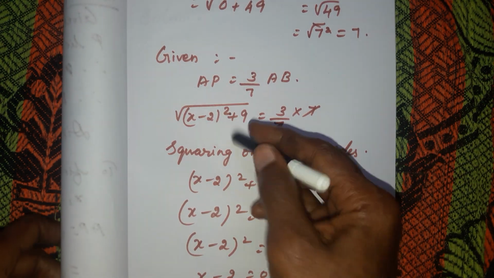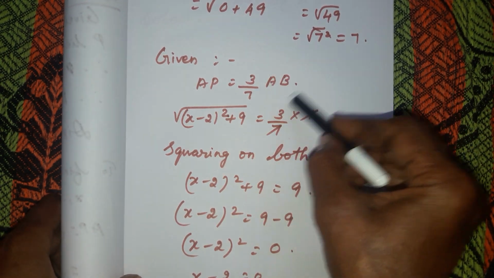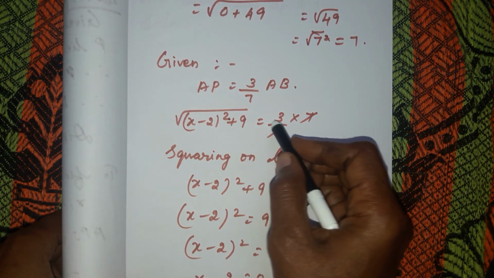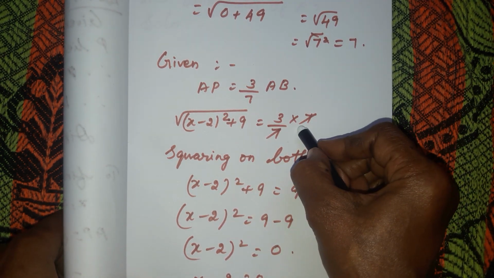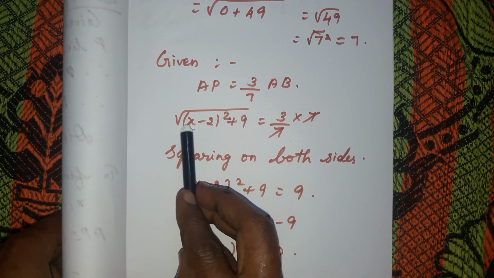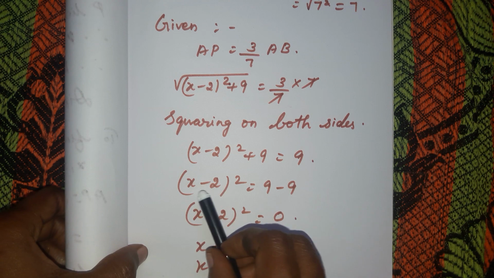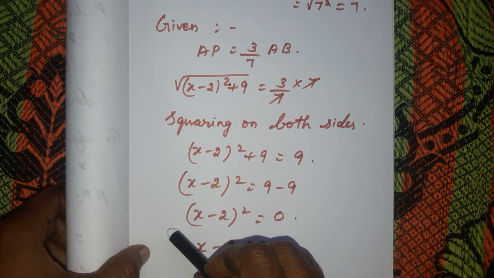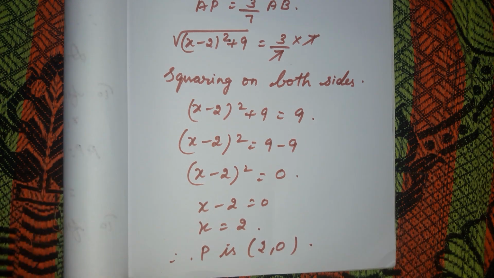Next, what is given? AP is equal to 3 by 7 AB. In the question itself it is given, AP is equal to 3 by 7 AB. AP value is root of (x minus 2) the whole square plus 9 is equal to 3 by 7 into the AB value, which is 7. 7 and 7 cancel. When we are squaring on both sides, what will we get? (x minus 2) the whole square plus 9 is equal to 3 square, which is 9. So (x minus 2) the whole square is equal to 9 minus 9, which is 0. So x minus 2 is equal to 0, x is equal to 2.